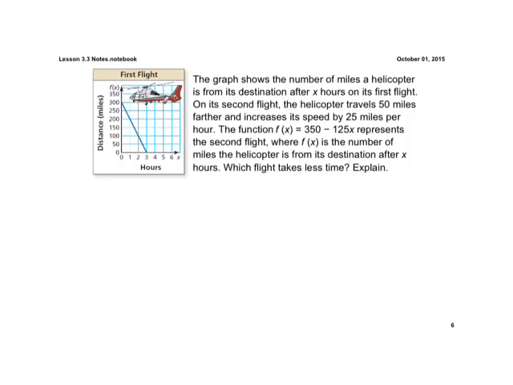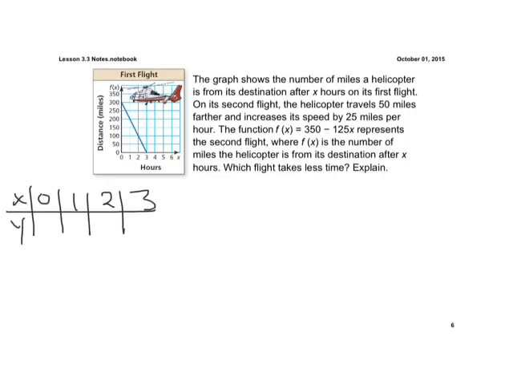Okay, the graph is the first flight, that function is the second flight, where f of x is the number of miles the helicopter is from its destination after x hours. Okay, what they want to know is which flight takes less time. So what we need to do is first, we need to graph our second flight. So let's make our input-output table again. Okay, so we need an x and a y. Now this time it says x is hours. So in this case we're not going to do any negatives. We're going to start at 0 because you don't have negative hours. Okay, so we're going to start at 0, and let's just go up to 3.